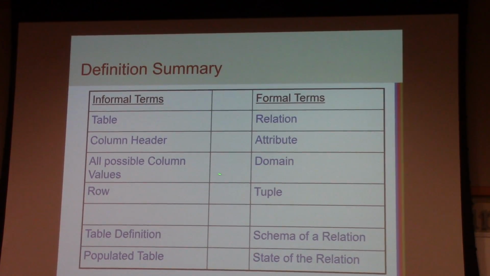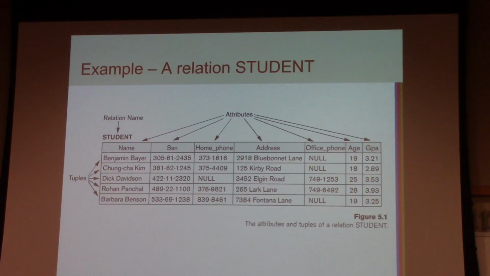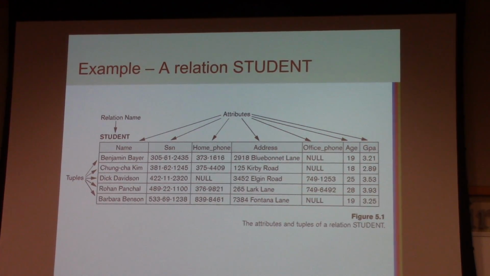And domain, there's no exactly matched one in the informal definition because we don't use the domain. But if we need to define it in informal terms, it's kind of a possible value. And tuple is the row I already explained. Schema of a relation is a table definition, and state of the relation is the populated table. So you don't have to memorize, but as long as you understand which one is which and the meaning of that, that's totally fine. So this is the example of the relation that we are going to create.